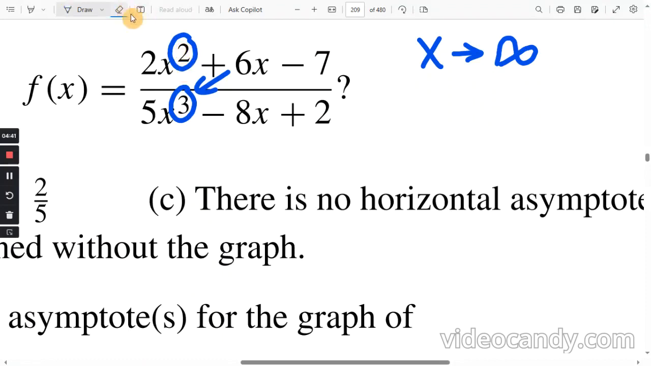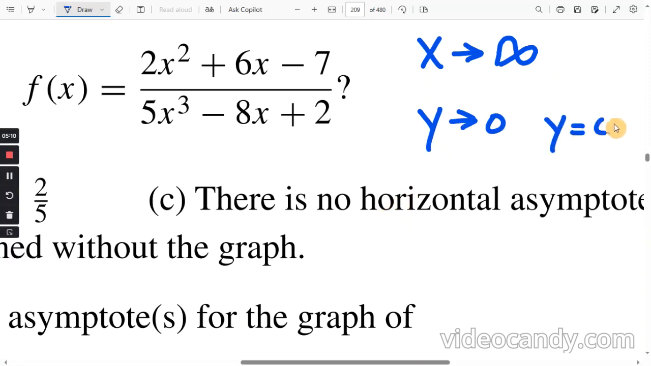The denominator is going to increase much faster because it's to the 3rd and this is to the 2nd power. Okay? If the denominator gets bigger much faster, you are going to have a number over infinity. Okay? And if the denominator gets larger and larger, you're dividing by a larger and larger number, the overall fraction is going to get smaller and smaller, and y is going to approach 0. All right, so basically the horizontal asymptote is y equals 0.